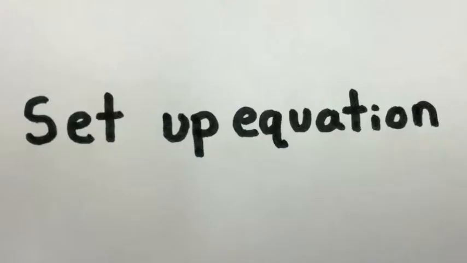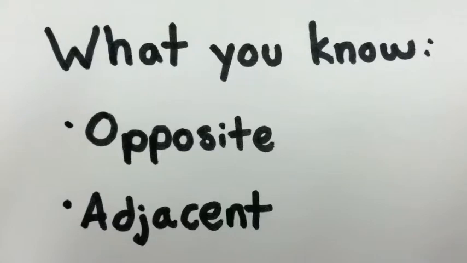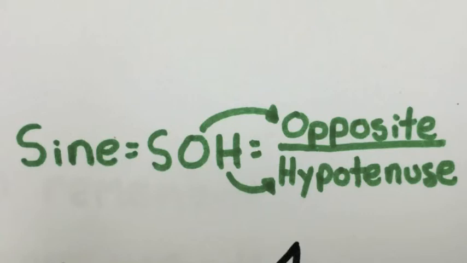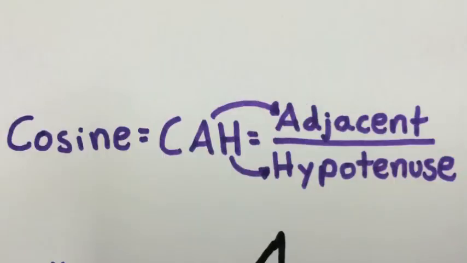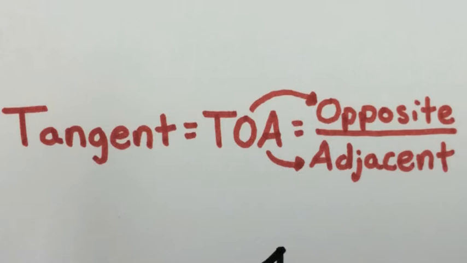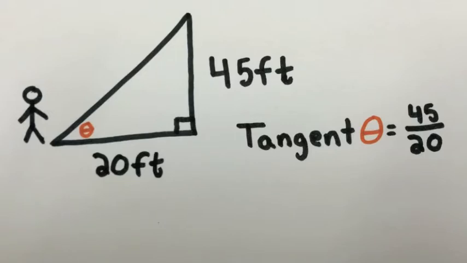Step 3. Set up the equation. We know the opposite side and the adjacent side. For sine, we need the opposite and the hypotenuse, but we don't know the hypotenuse. Cosine, we need the adjacent and the hypotenuse, but again we don't know the hypotenuse. Finally, tangent is the opposite and the adjacent side, which is what we have. Let's set up our equation. Tangent of theta equals 45 over 20.